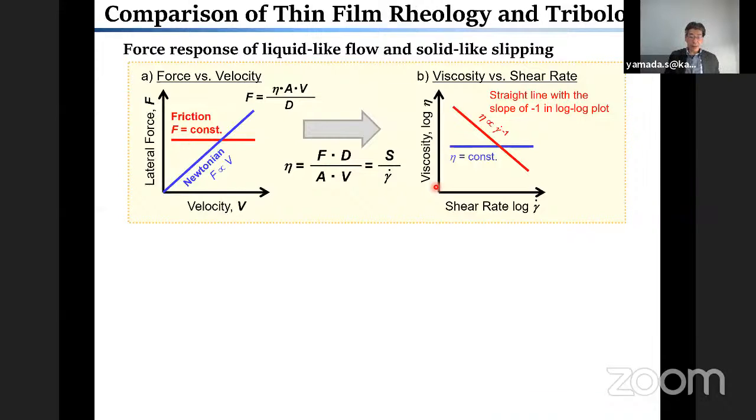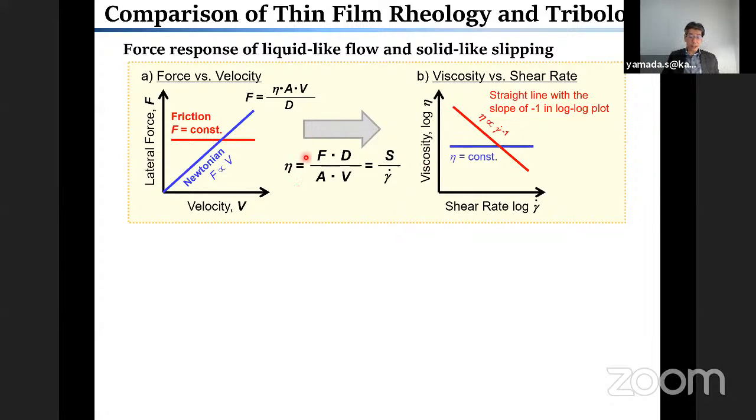Now, let me explain how to understand the observed behavior. Let's consider the relationship between force and velocity. For a simple Newtonian liquid, force is proportional to velocity. On the other hand, for a solid-like friction system, friction force is not dependent on the velocity. Now, we convert this relationship into viscosity versus shear rate using this equation.